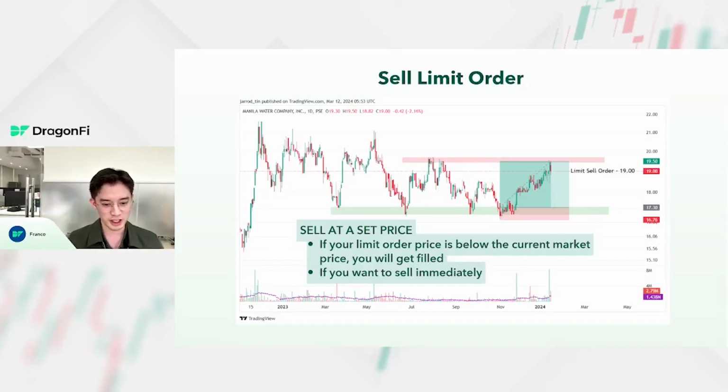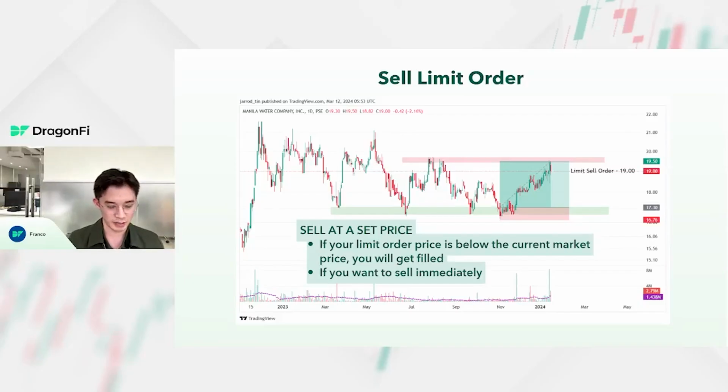So if you want to sell immediately, you have to place your limit order lower than the current market price. That way, the bidders will be able to fill your order immediately because they're willing to pay that price. Because if you sell higher than the current market price, you will have to wait until there's someone on the bid side willing to pay for that stock at that price.